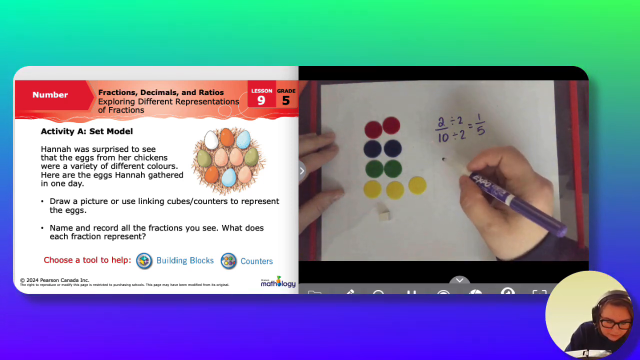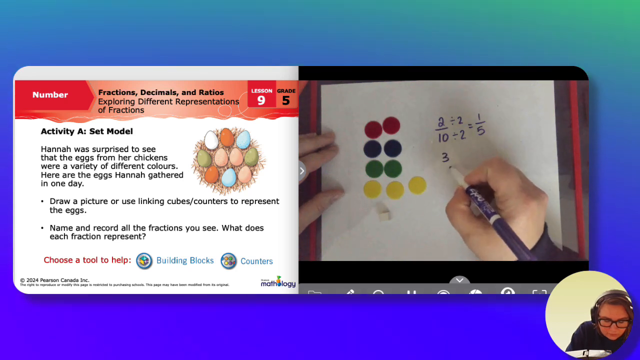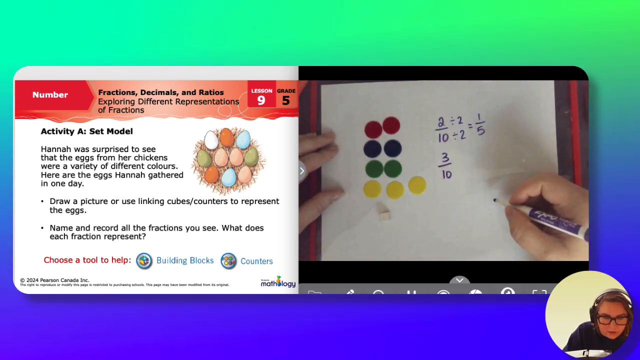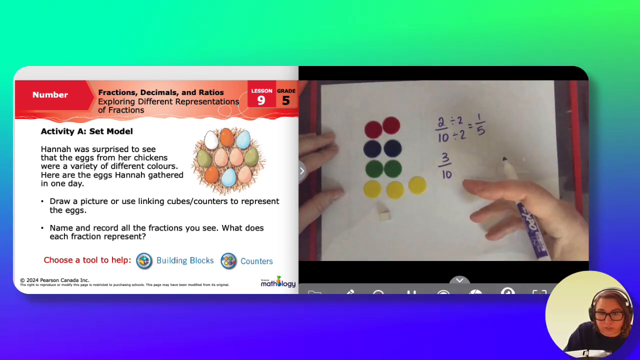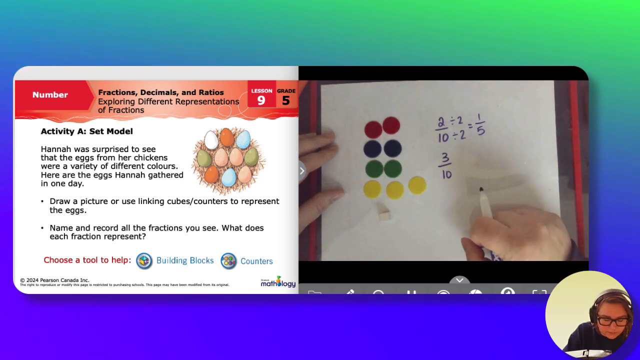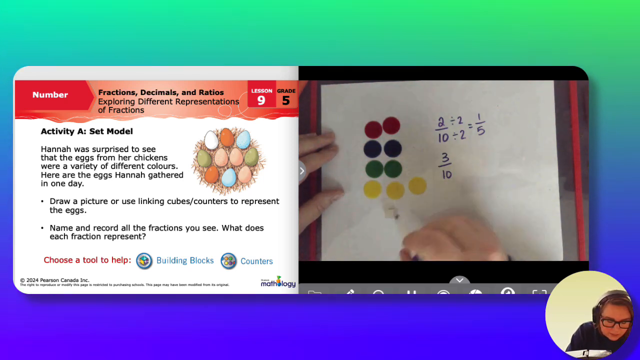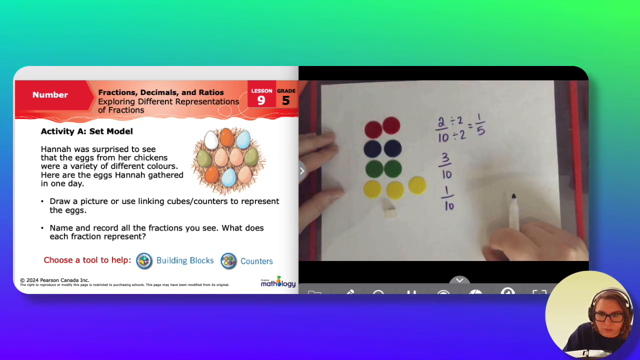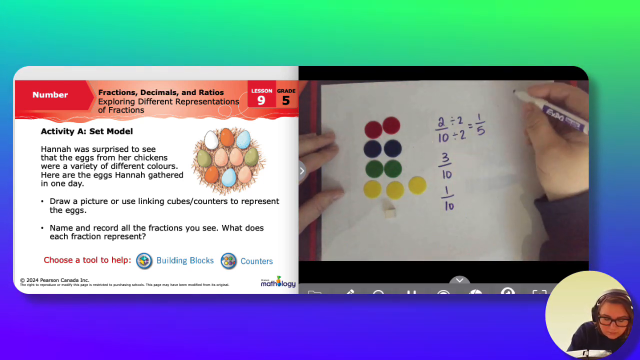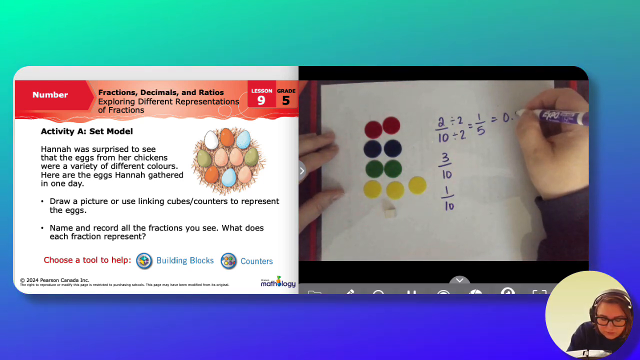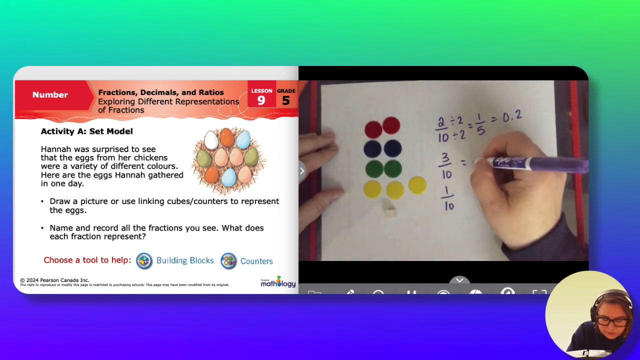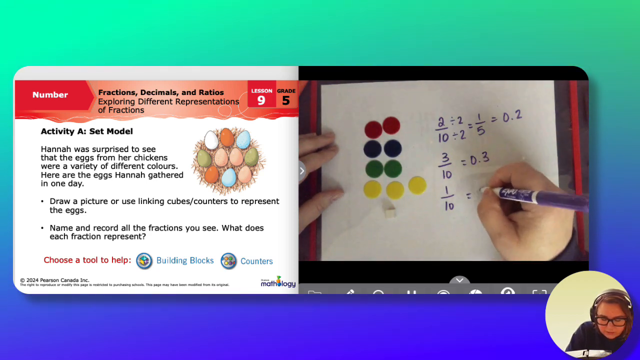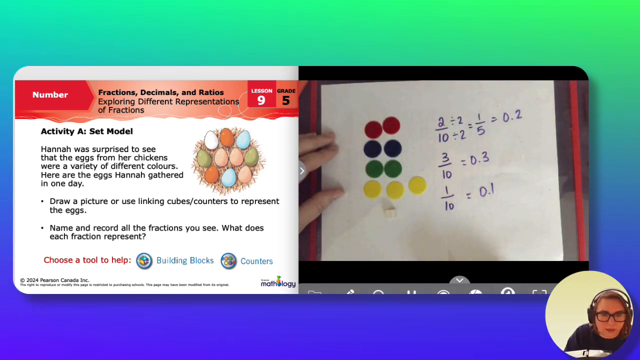What if we were to make a fraction of the yellow? 3/10 of the eggs are yellow. Can we reduce that? Students can work on that skill to make sure they can do that. How many are white? There's 1/10 are white. Could we write these as decimals as well? Is this just 0.2, 0.3, 0.1, and so on?